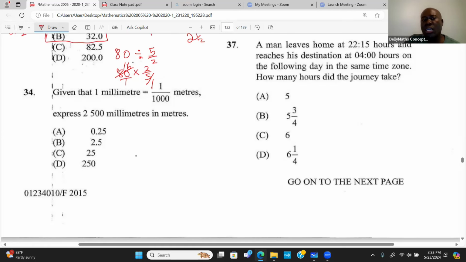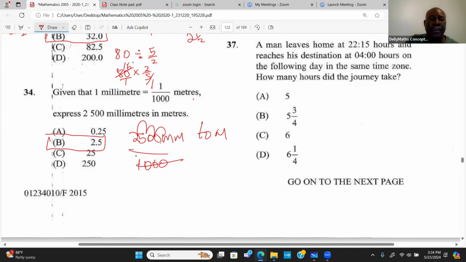Given that 1 millimeter is equal to 1/1,000 meters, express 2,500 millimeters in meters. Now, in this context, I'm moving from 2,500 millimeters, and I want to change this to meter. All I gotta do is to divide this by 1,000, right? So if I divide this by 1,000, 1, 2, 3, it's gonna end up to be 2.5.